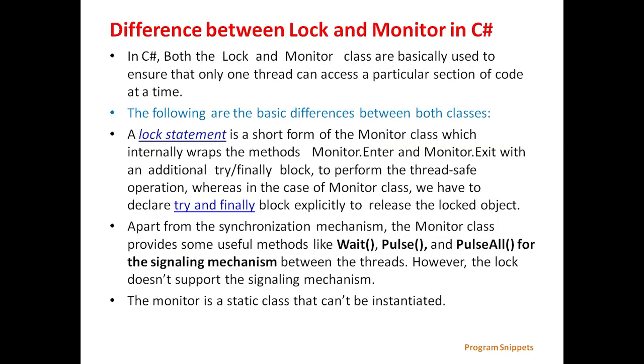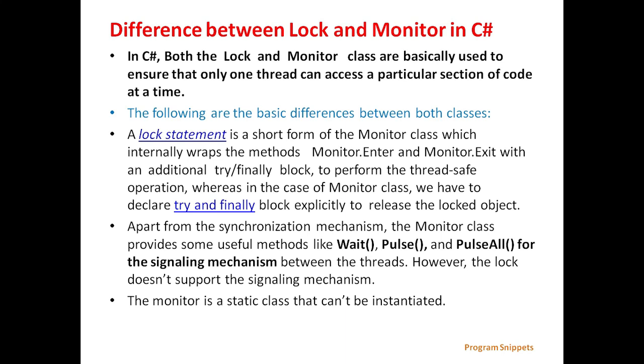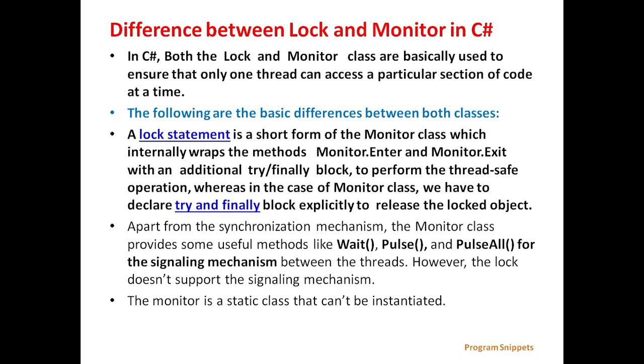The difference between lock and monitor is: in C#, both the lock and the monitor class are basically used to ensure that only one thread can access a particular section of code at a time. The differences between both are: a lock statement is a short form of the monitor class, which internally wraps the methods Monitor.Enter and Monitor.Exit with an additional try-finally block to perform the thread-safe operation.